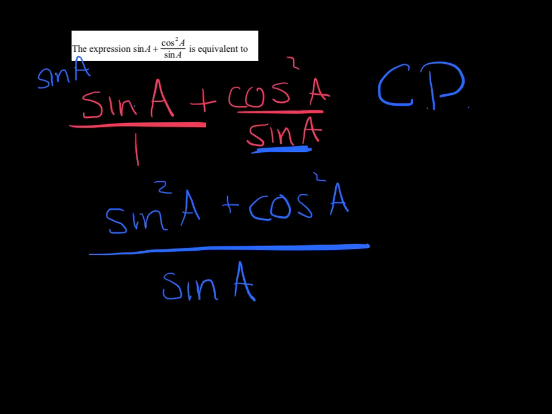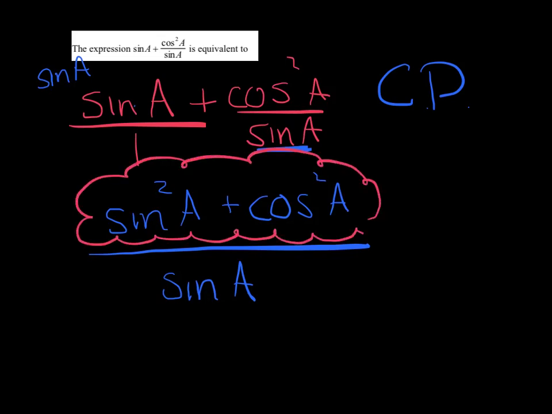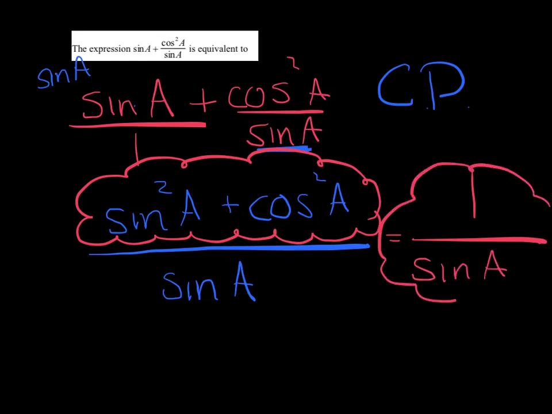Do you see it happening again? Do you see what you're staring at on top? That's got to jump off the page at you. Sine squared plus cosine squared, from the Pythagorean identity, is the number 1, all over sine A. And now hopefully this jumps out at you. This is actually cosecant of A.